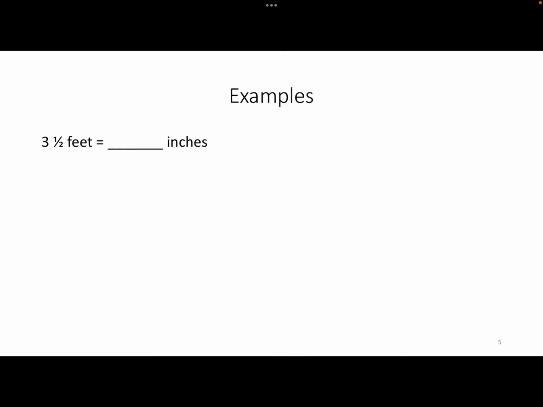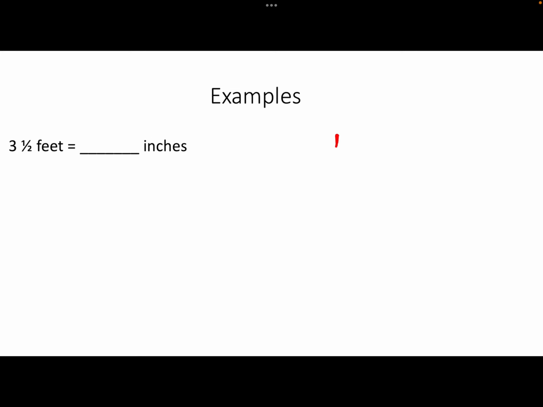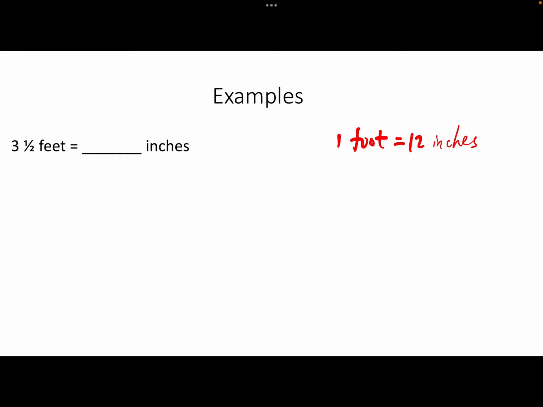So let's look at a concrete example. 3.5 feet equals how many inches? From the previous slides, we know 1 foot equals 12 inches, right? That's the conversion factor given to us. In every unit conversion problem, this will be given to you. The conversion factor will be given to you. So how do we utilize this conversion factor?